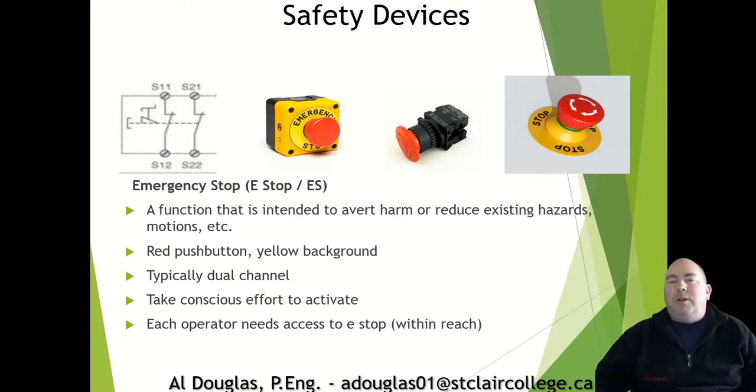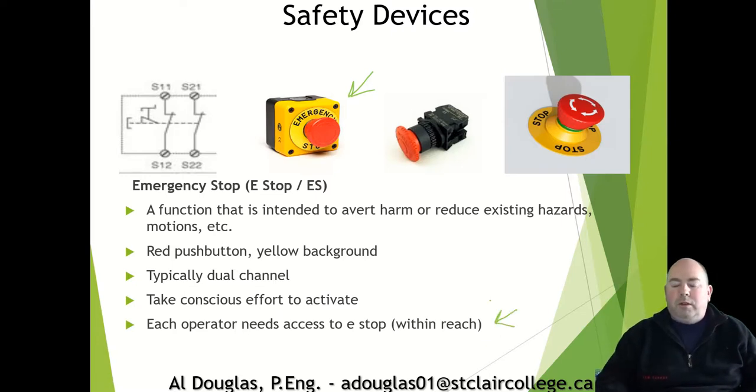First one we're going to talk about is the EStop. So an EStop is basically just a two-channel push button. Its function is intended to avert harm or reduce existing hazards. Typically an EStop, like you can see here, is going to be red with a yellow background to it. Typically dual channel. And there should be one located within reach wherever you have somebody working.